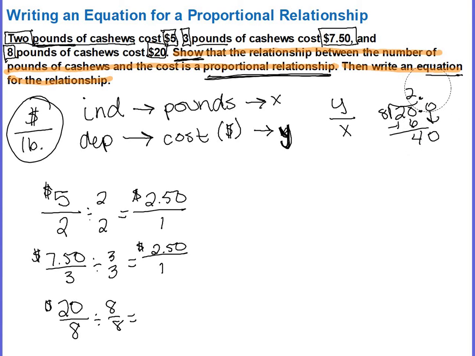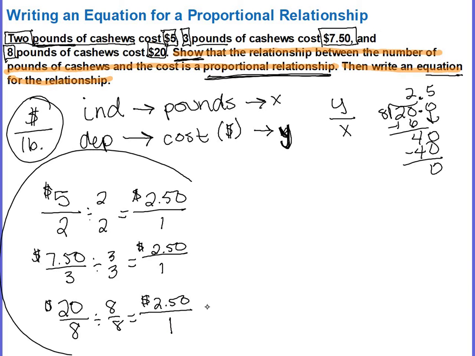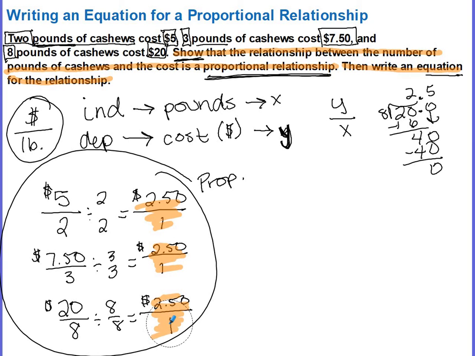So I have 40. 8 goes into 40 5 times. I'm left with 0. So this is 2.5. And we know that with money, that 2.5 means $2.50. And that's still for 1 pound. So we've proven that this is proportional because they all have that same unit rate. So since they all have that same unit rate of $2.50 per pound, we know that it is proportional.